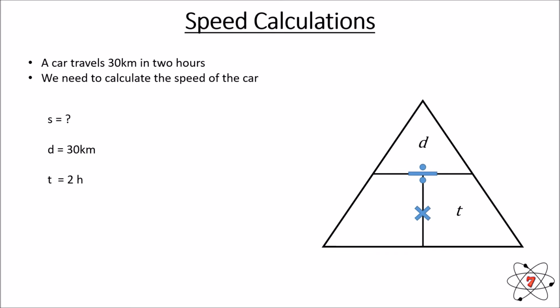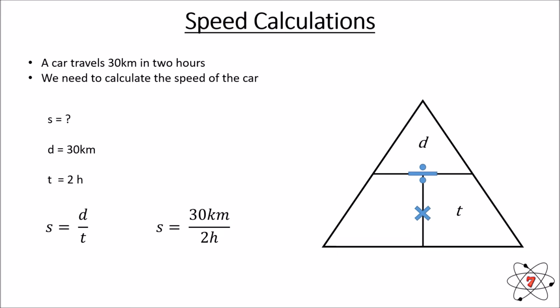We want to find out what speed is. So we cover up speed in our equation triangle, and we are left with distance divided by time. So whatever you are trying to find out, whatever you are looking for, you cover up in your equation triangle, and it will give you the overall equation. So we now know that speed is equal to distance divided by time.